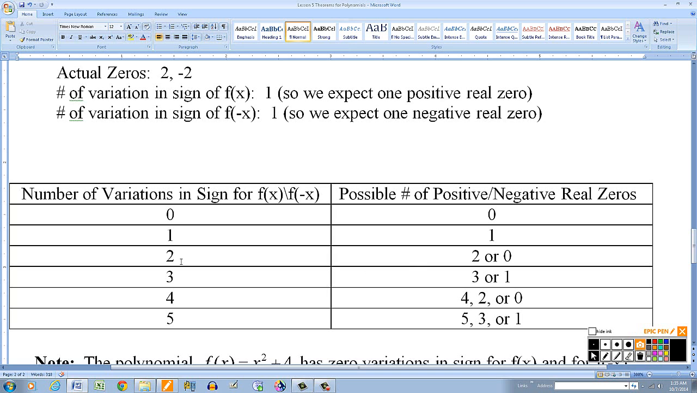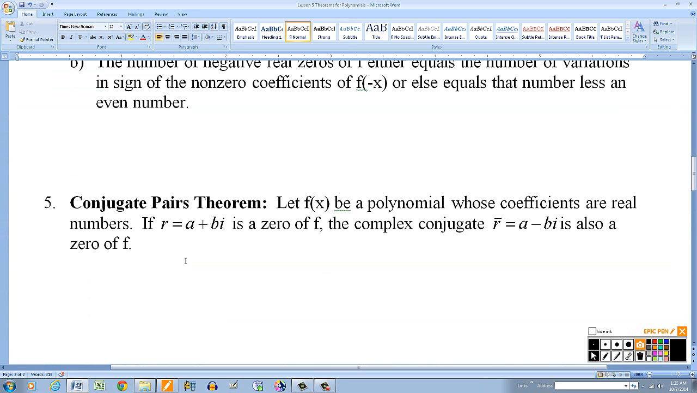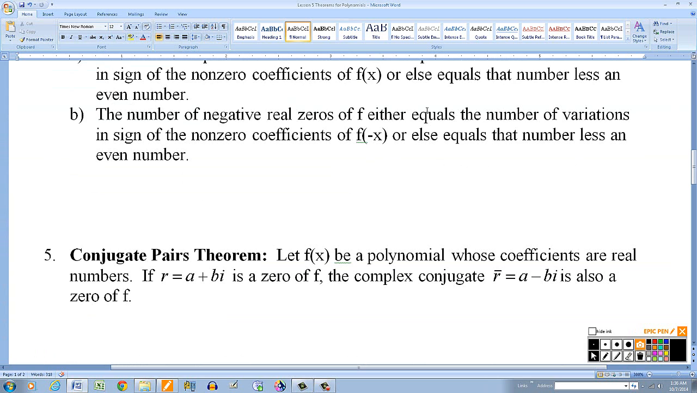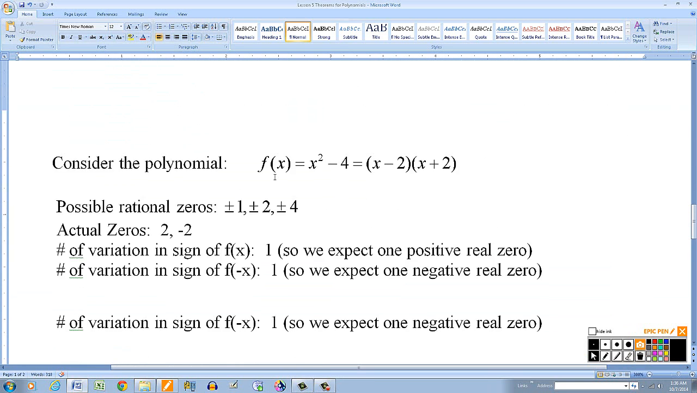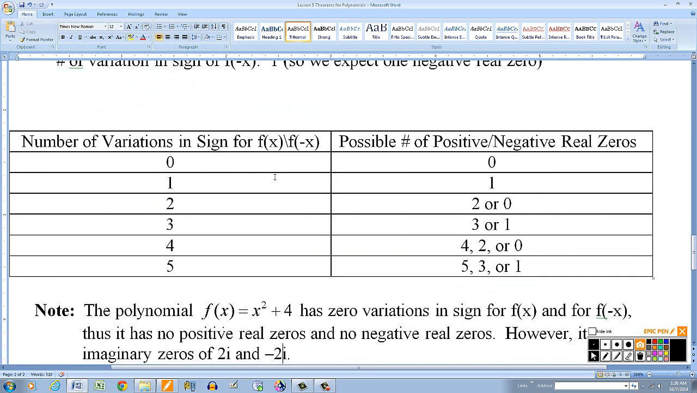It continues if you have two variations in sign. Here's where this part comes into play: or else it equals that number less an even number. So basically what you're going to do is subtract 2 from the number of variations that you have. And notice, 0 subtract 2 gives me a negative 2. I can't have a negative 2 number of variations, because I'm counting the number of variations, so I have to have a positive number or 0. 1 minus 2 is negative, so that doesn't make sense.